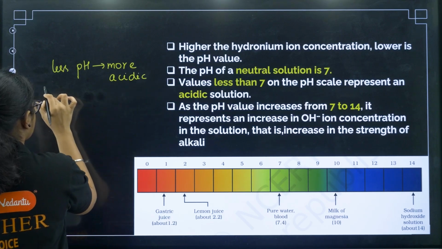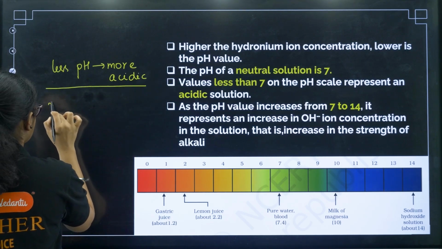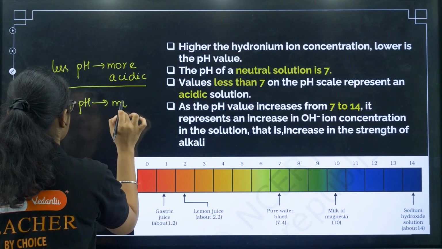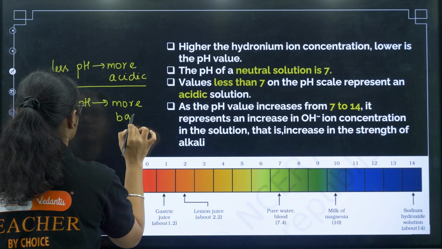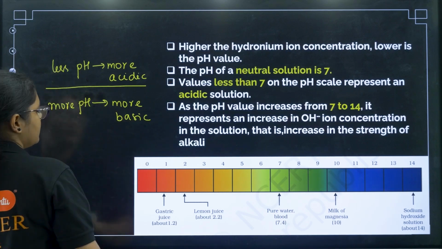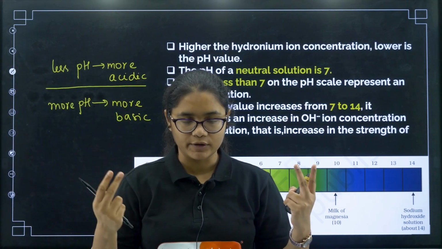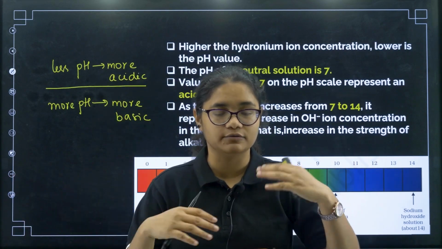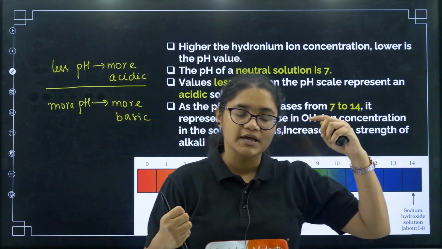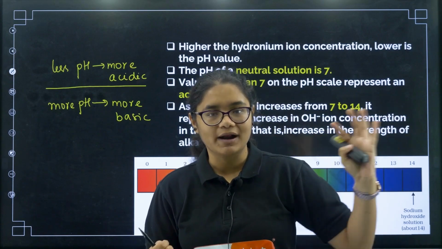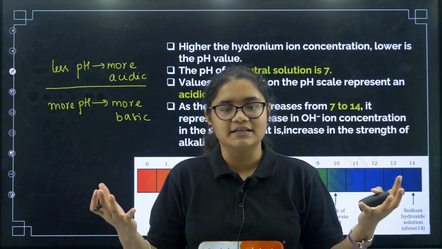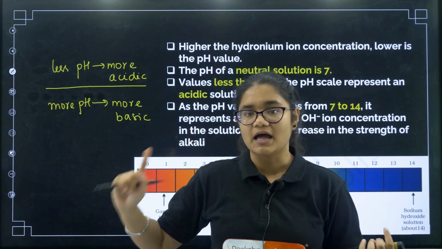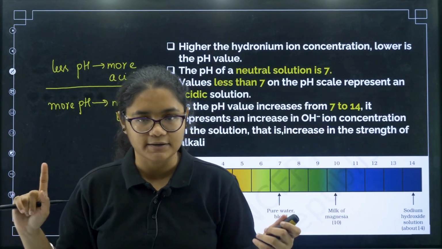Okay, for acidic nature, and if you have more pH, that means more basic. So if two substances are given, their pH values are given and you are asked which is more acidic, the one whose pH is less will be more acidic. Now if you are given two substances, their pH values are given and asked which is more basic, the one which has a higher pH value will be more basic, okay.